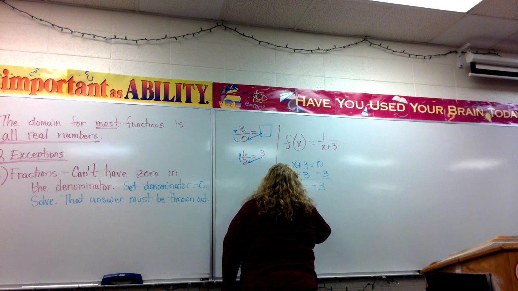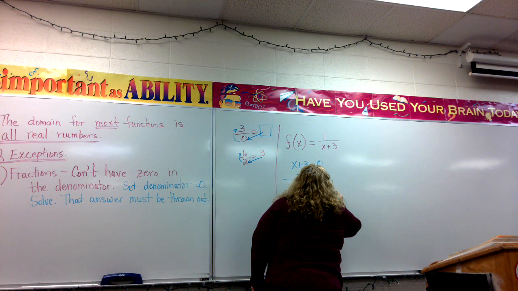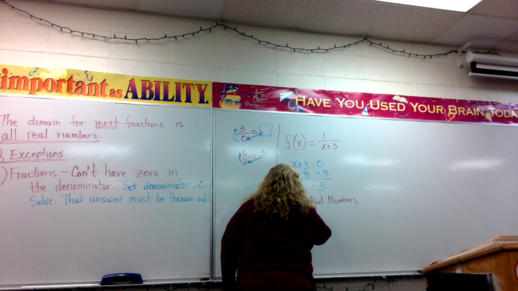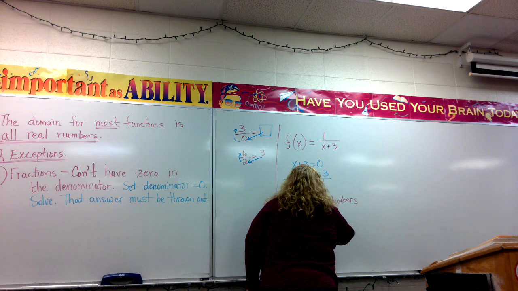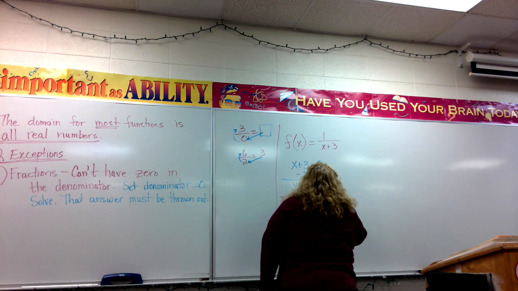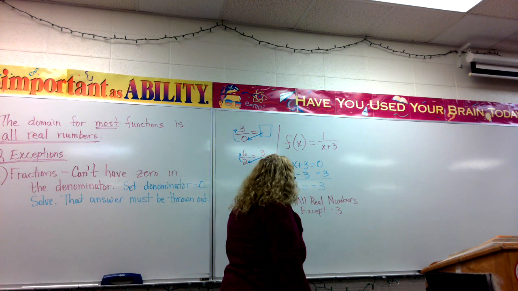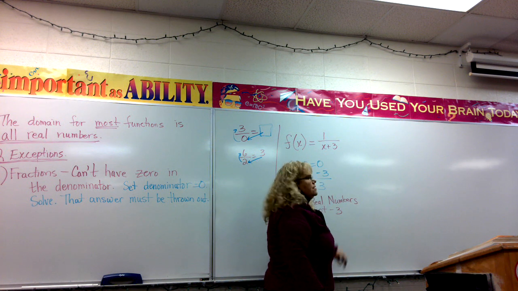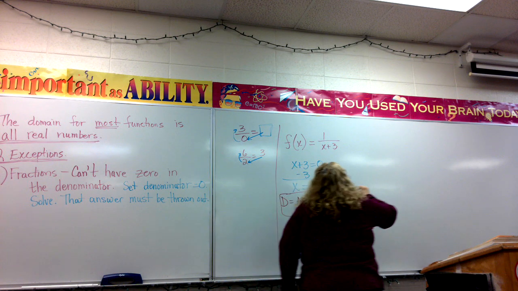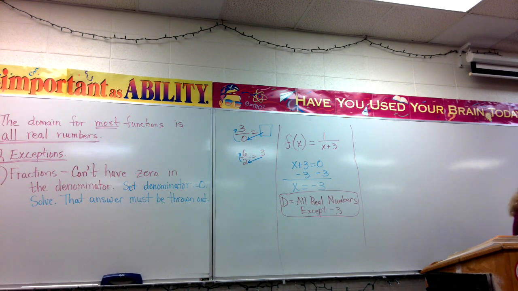My domain then is going to be all real numbers except what? -3. All real numbers except those that make the denominator equal to 0. And in this case, -3 makes it equal to 0. So my domain, all real numbers except -3. Does that make sense? Make sense?